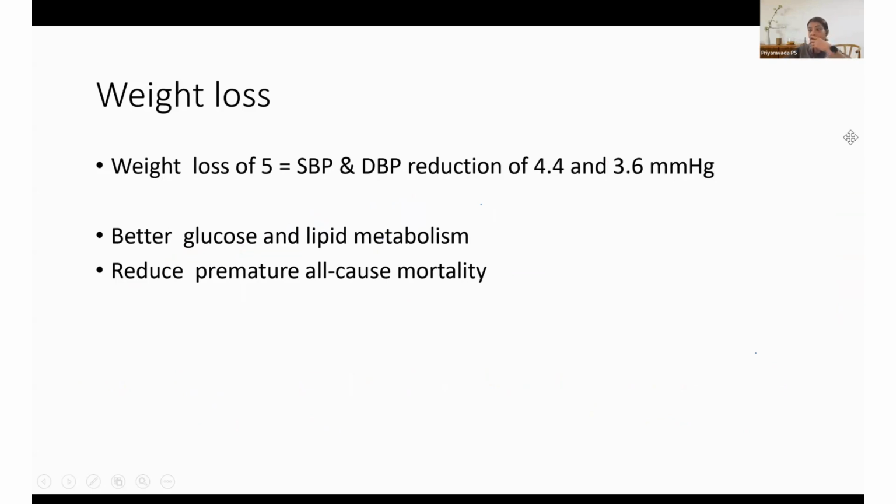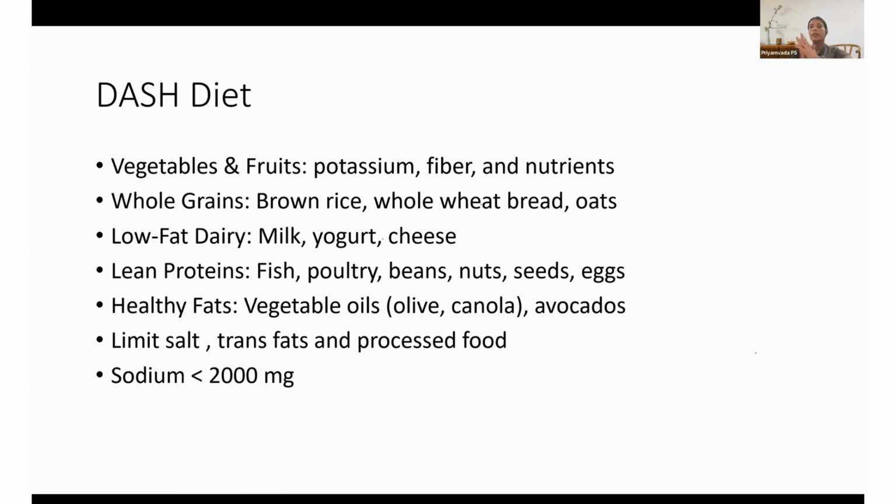Now, weight loss is extremely important. Weight loss of 5% of the body weight is associated with a systolic and diastolic blood pressure reduction of around 4 to 3 millimeters of mercury. And in addition to the blood pressure control, you'll have better glucose and lipid metabolism, and it's also associated with a reduced all-cause mortality. And we can have a heart healthy diet.